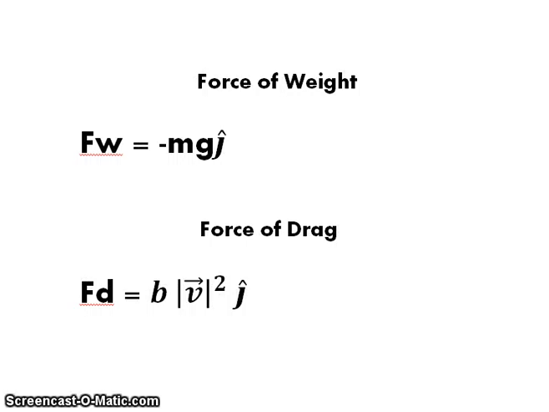So in this case, during the fall of the tennis ball, we know that the force of weight acts on the ball, and the force of drag. The force of weight would be m times g, which is gravity, times negative j hat. In the case of the drag force, we know that to be the coefficient for drag, which is proportional to the surface area of the object, times the magnitude of the velocity squared, times j hat.